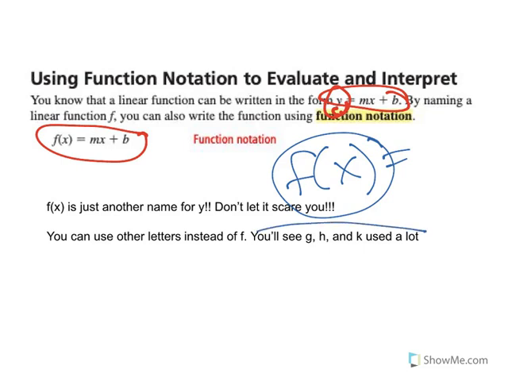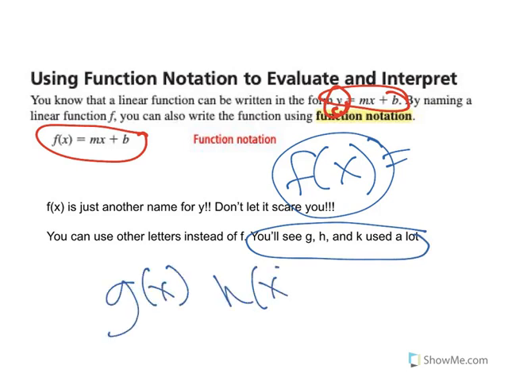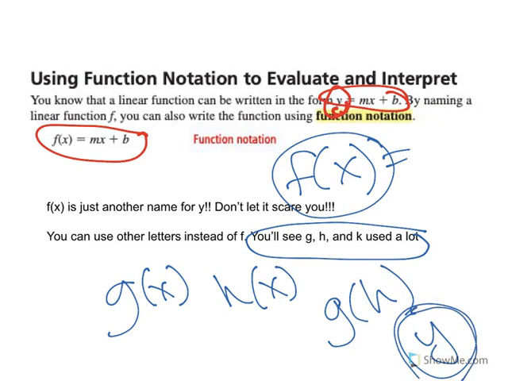I made a little note down here. You'll also see g of x, h of x. You could have anything. You could have g of h, okay? F of x is the most common one, but all of it is just basically the same thing as y. Write down what you need to write down.